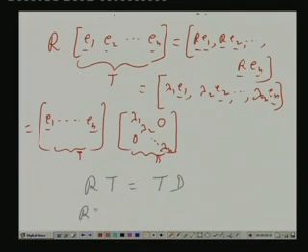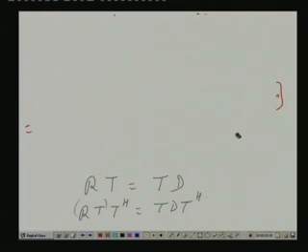So, if I now post multiply R T by T Hermitian, then I get T D T Hermitian, right. So, here also on the right hand side I bring in T Hermitian. Now, what is T T Hermitian? That is very interesting to see, and that is what we will conclude with.